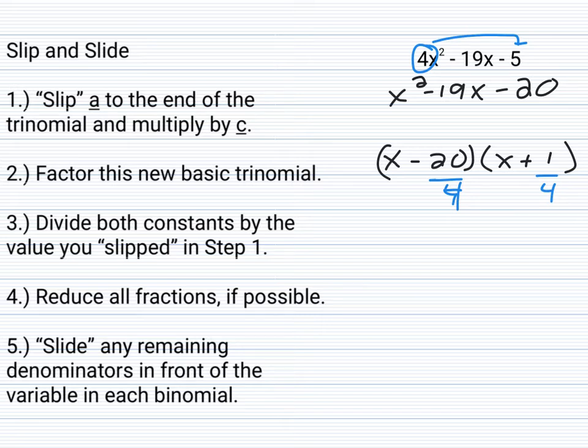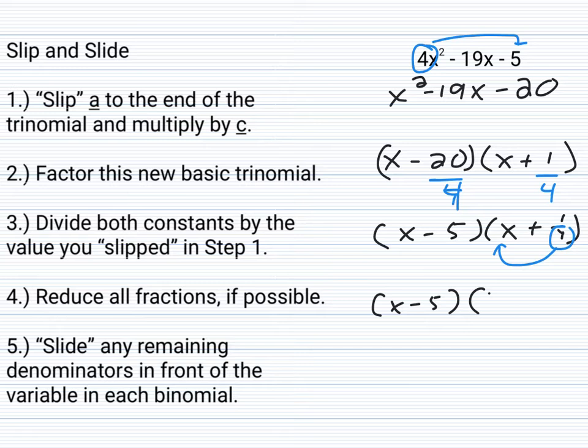I now want to reduce each fraction. So that's going to be x minus 5 and x plus 1/4. So we've reduced the fractions. Now I have to slide any remaining denominators. That's the slide, not just the slip. In this case, I just have 4, and I slide it in front of the x in that binomial. I have no denominator left in the first one, so that just stays as x minus 5. But then the second one becomes 4x plus 1. And I'm actually done. That's all that I have to do.